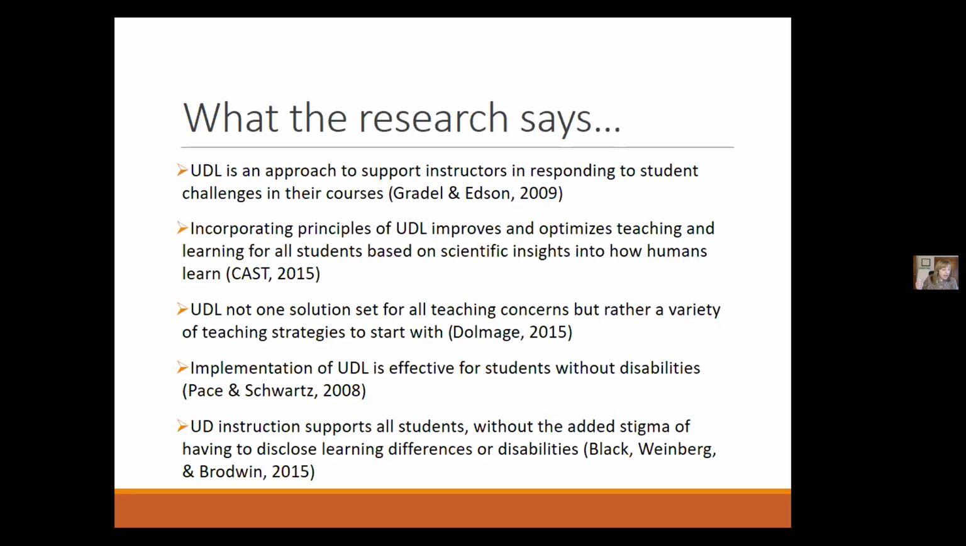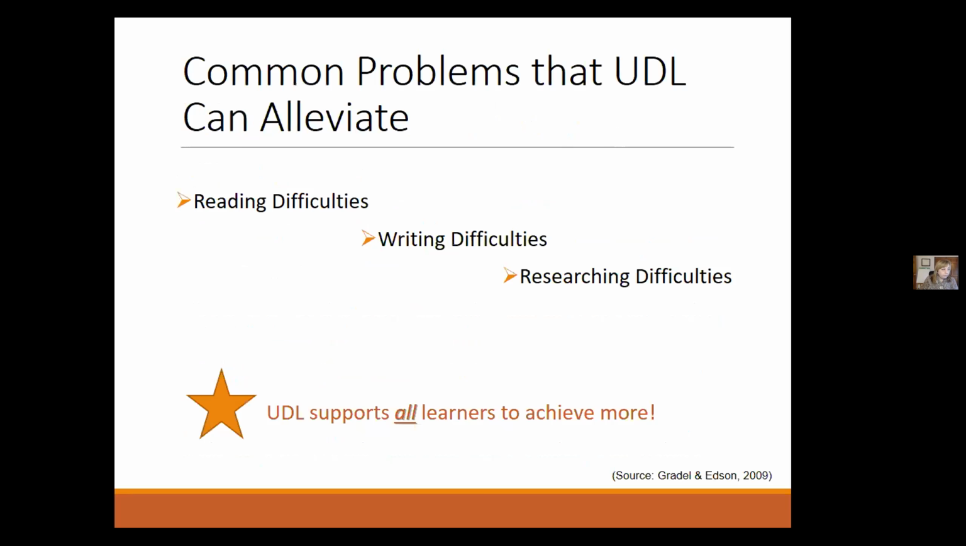And it's designed to support all students without adding the stigma of students having to self-identify as a potentially struggling student. And so that's really important because we know that students are less likely to come to a professor, especially in higher ed, and share the struggles that they're having. So if we can design options in our class so we can support all of our learners, that's going to be beneficial for those learners. It can alleviate a number of problems that our students might have in our class.